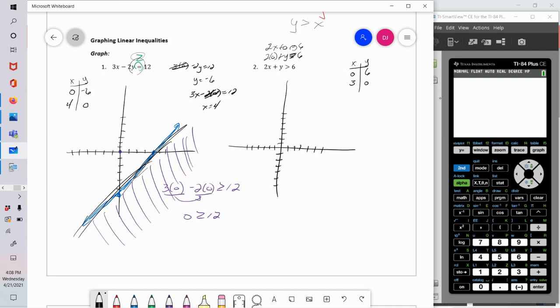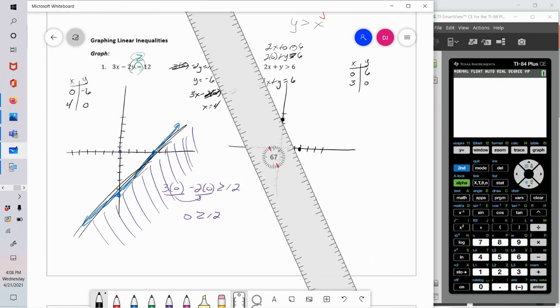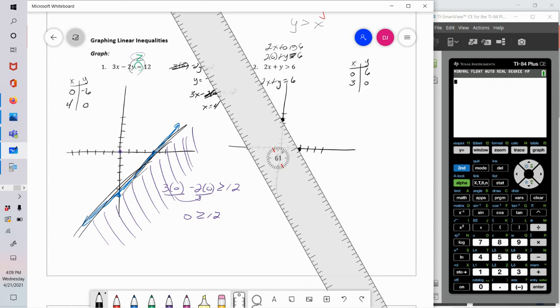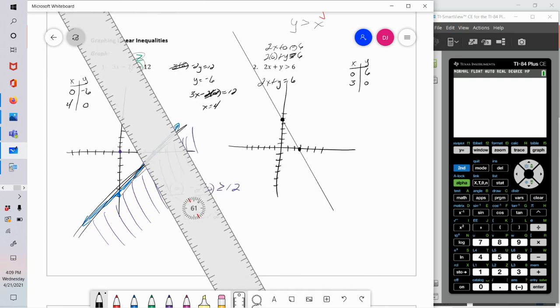If I graph this line, forget about the less than, and I just make this the line 2x plus y equals 6, I would have a y-intercept at 0, 6, 1, 2, 3, 4, 5, 6. And I would have an x-intercept at 3, 0. And then, let me try to use this ruler here, right? So then this would be our line. Except that the solid line indicates that I'm including that line.